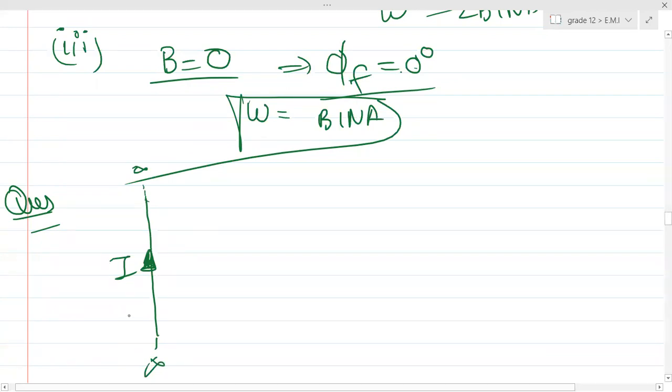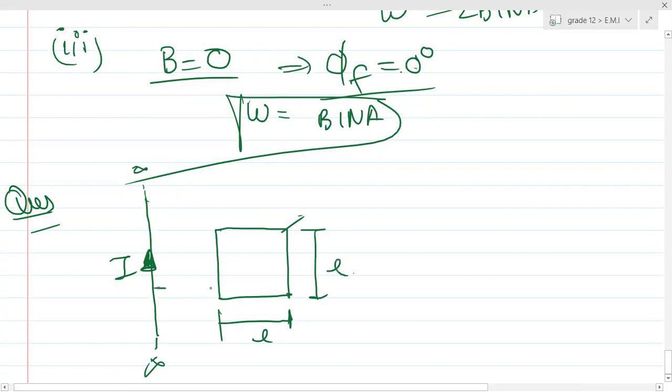Guys, can you see this current I? Yes, sir. And I have a square area. This length is L. This is also L. This is at a distance of R. What is the area of this thing?